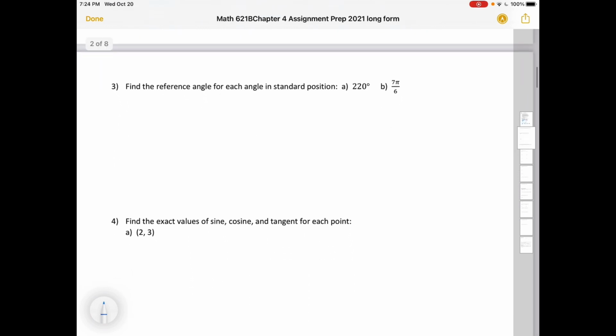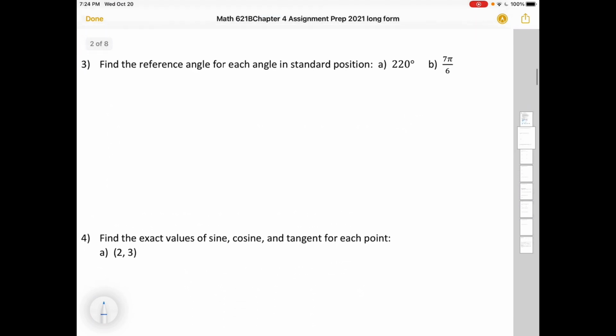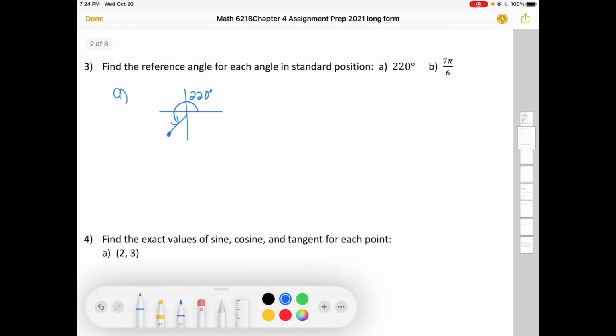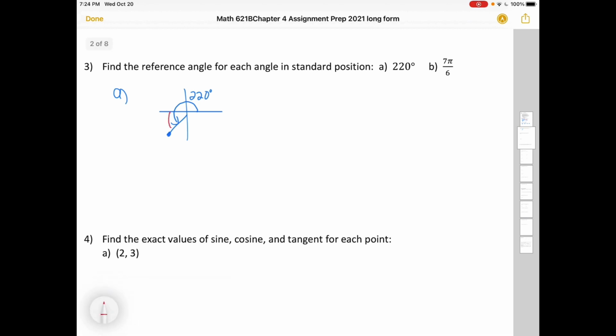The next thing we'll do is find some reference angles. And if we're ever stuck for reference angles, I think the easiest thing to do is just draw them out. So here we go. There's 220 degrees, looks like this. And so the reference angle, just to be real clear here, is the angle with the x-axis. How big would that be? Well, 180 degrees gets you to here, and then another 40 gets you to the end. So 40 degrees for that reference angle.